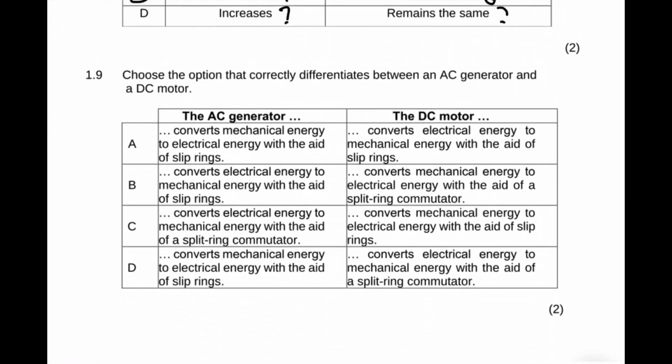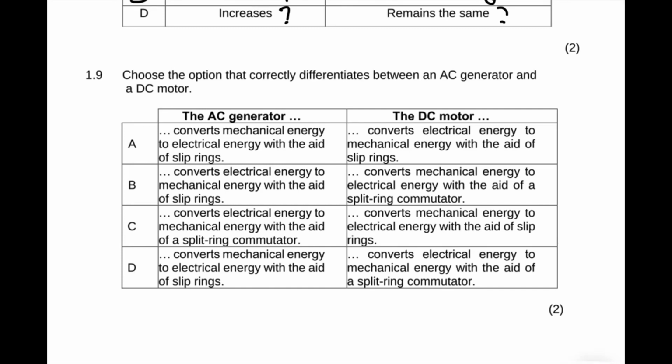Let's move to 1.9. 1.9 says choose the option that correctly differentiates between an AC generator and a DC motor. So for AC, we talk about slip rings, and for DC, we talk about split rings. For AC generator, we talk about mechanical to electrical, and for the DC motor, we talk about electrical to mechanical. Every motor, we talk about electrical to mechanical. Even in an AC motor, we're talking about electrical to mechanical.